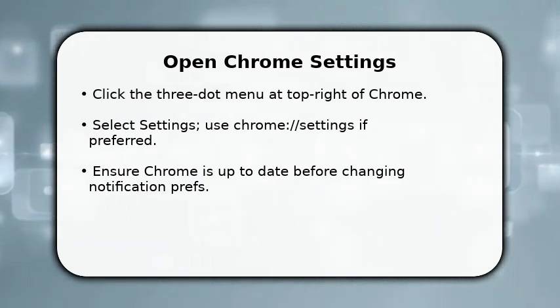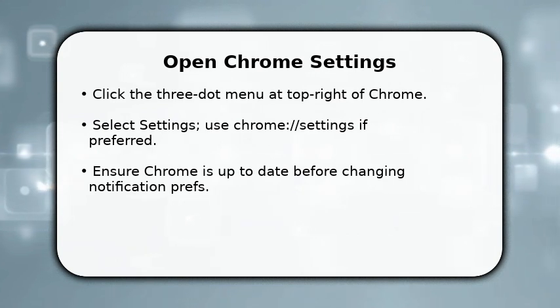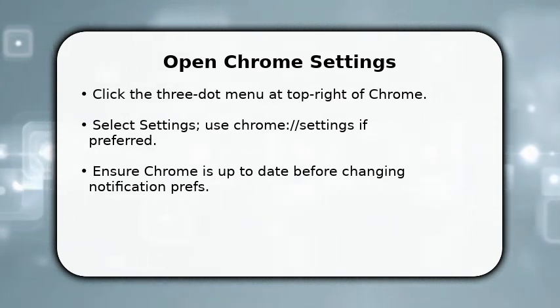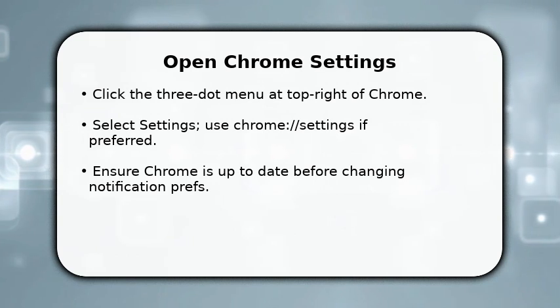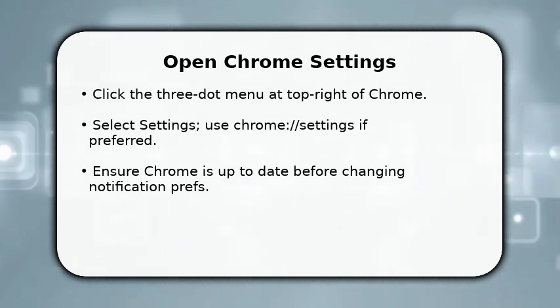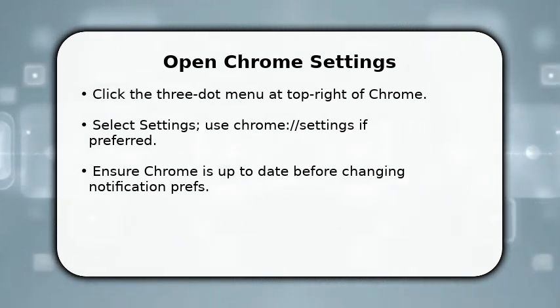Next, locate Privacy and Security. This section groups site permissions. You do this now to avoid toggling in the wrong place later. It sets up the exact controls you need to remove notifications.